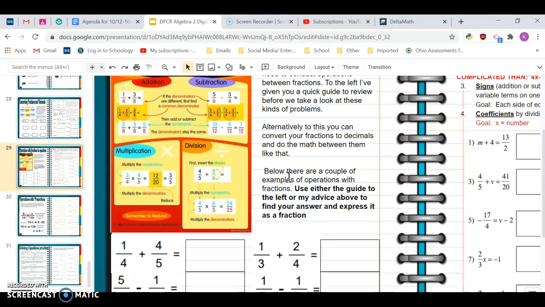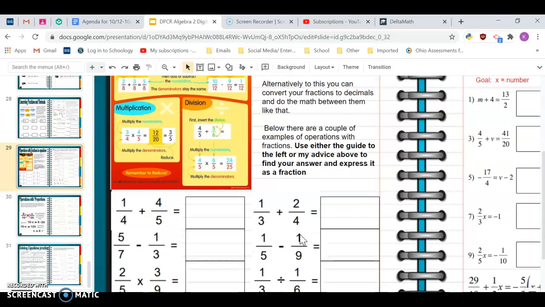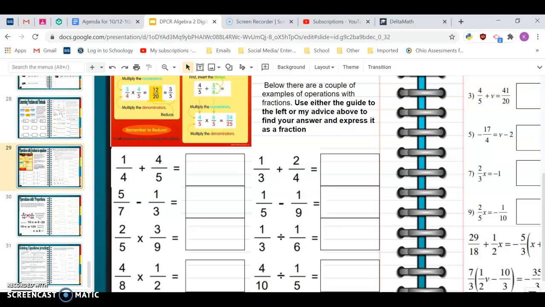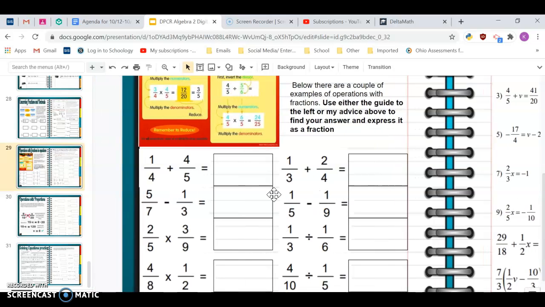Now below, I want you to go through a couple of these operations with fractions. You can either use the guide to the left or my advice right here, but you have to make sure that you express your answer as a fraction. So we're going to do both of those things with these first two examples here. Okay?